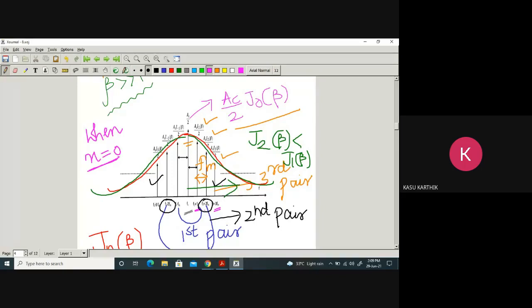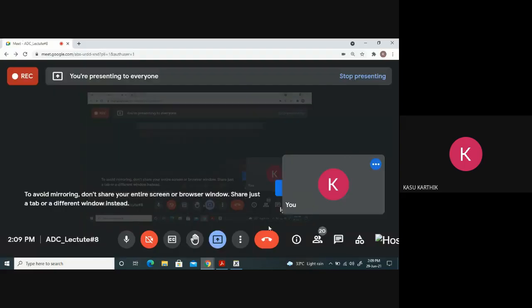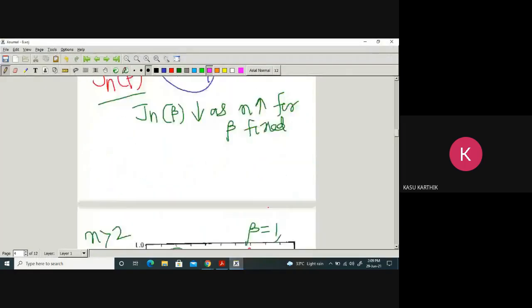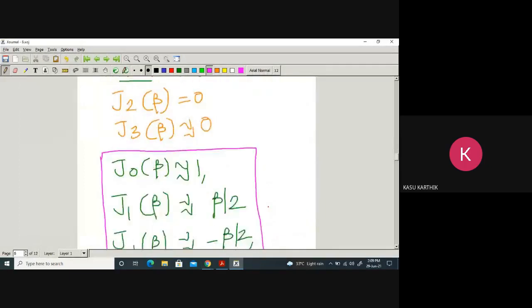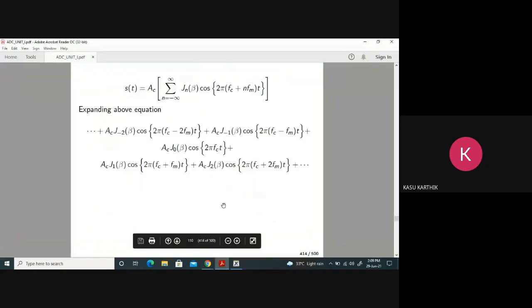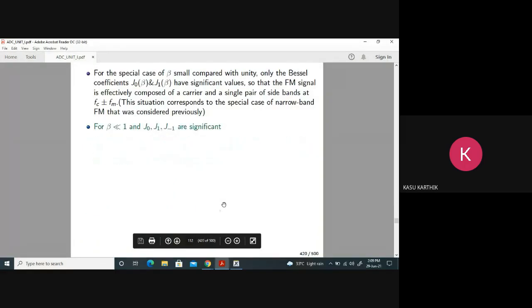What is the spectrum called if we have only a carrier component and two sidebands? So these are the significant components whenever beta is very, very small. One more thing, if beta is very, very small, it is called narrowband FM. If beta is more than 1, it is called wideband FM. So in narrowband FM, only J0, J1, J-1 are significant Bessel coefficients.